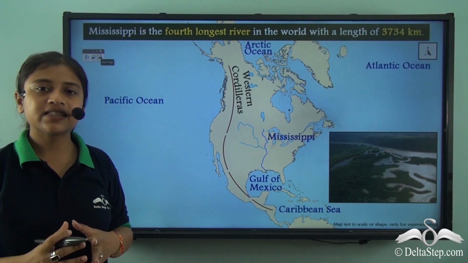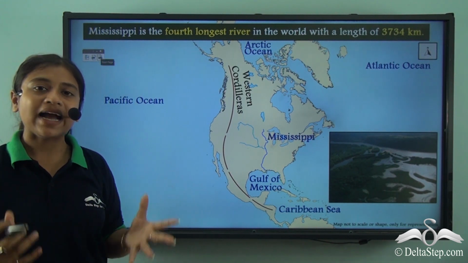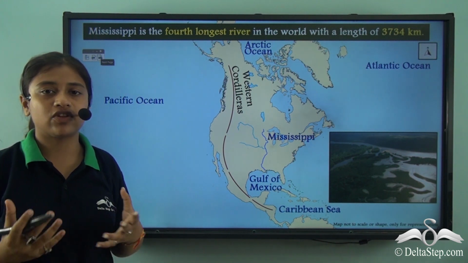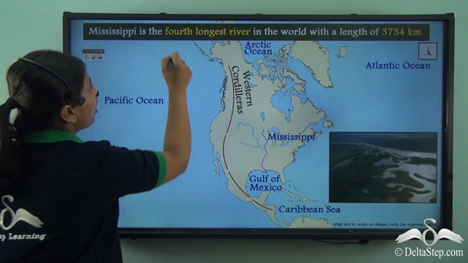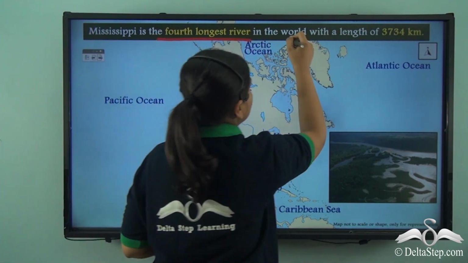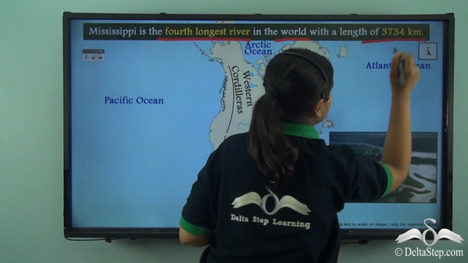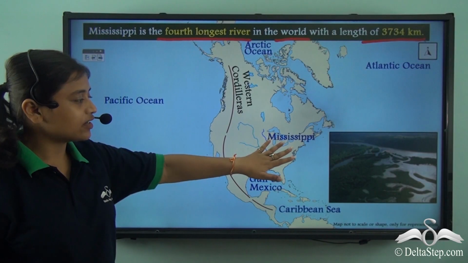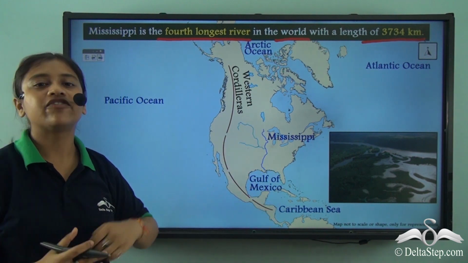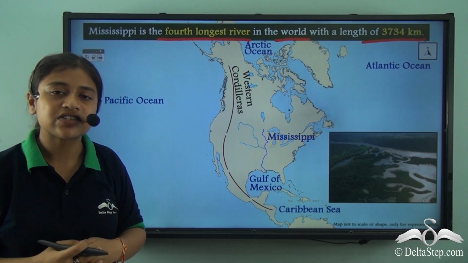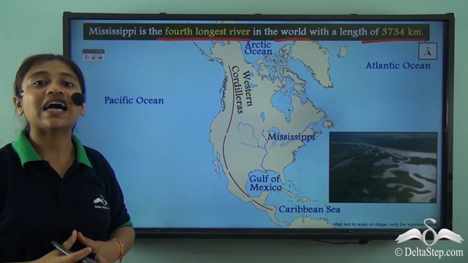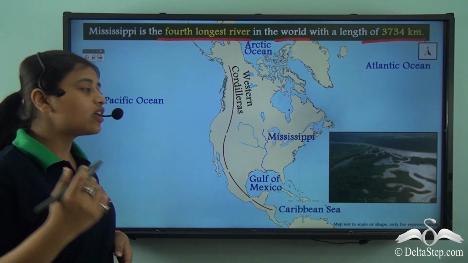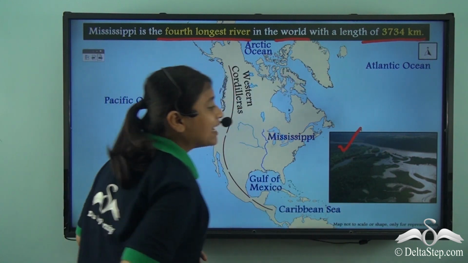Now, Mississippi River, besides being called the mighty Mississippi and also the cultural treasure of the continent of North America, is also the 4th longest river in the world with a length of 3,734 kilometers. So you see that this river that flows into the Gulf of Mexico is the 4th longest river of the world and it has a length of 3,734 kilometers. So here we have a glimpse of the mighty Mississippi.